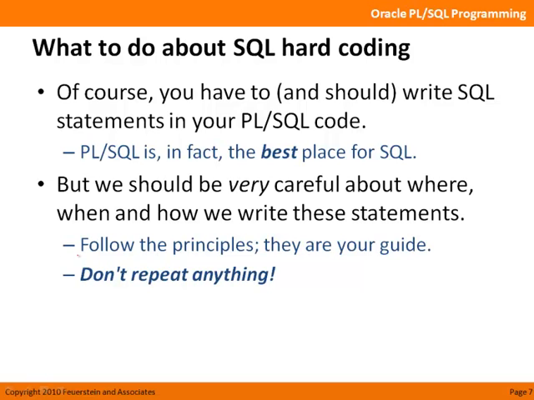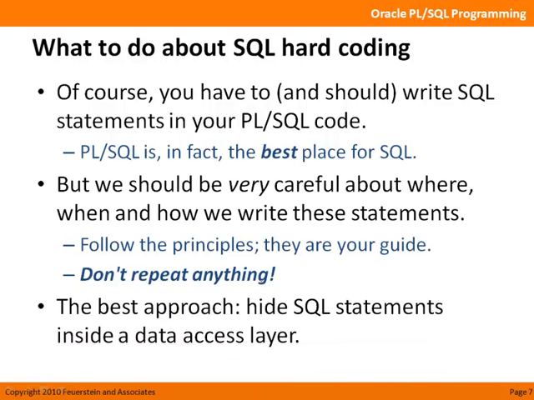And what you want to do is go back to basic principles. They should always guide you. And the most important principle, especially in the context of this lesson on hard coding, is never repeat anything. As soon as you repeat those literal values, you have to find them in multiple places and change them. And with SQL statements, as soon as you start repeating your SQL statements, just write them wherever you want to, then you lose the ability to manage that application effectively and optimize it, and so on. So the fundamental rule about avoiding SQL hard coding is stop writing so much SQL and avoid repetition. And the way you do that is to hide your SQL statements behind a data access layer.